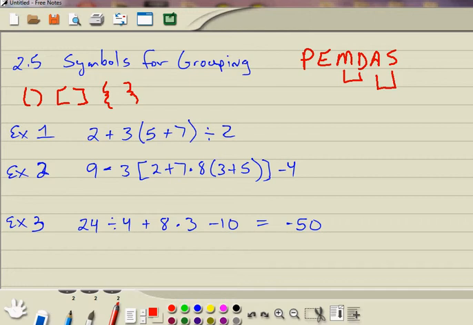Pretty straightforward. We only have one set of parentheses. So we go in, we take care of the operation inside the parentheses first. In this problem, we see that 5 plus 7 would equal 12. And I rewrite my equation. Okay, so I've taken care of my parentheses. Now I need to take care of multiplication and division from left to right. 2 plus, I have a multiplication, 3 times 12. So it's going to be 2 plus 36 divided by 2. And if I continue from left to right, I see that I have a division coming up, so I have to do that next. So it's going to be 2 plus 18.